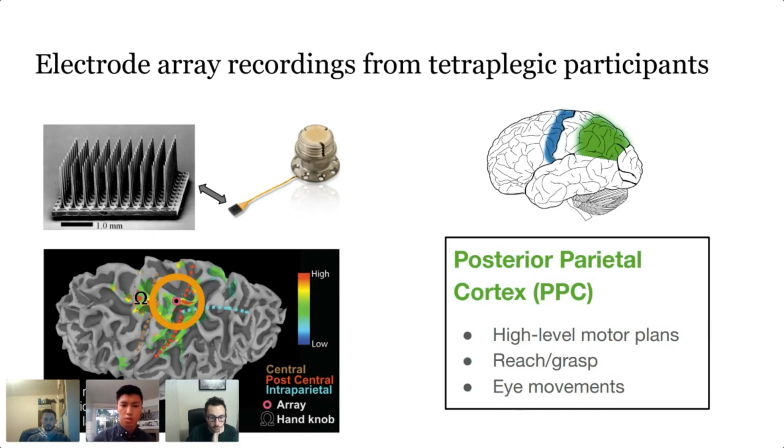We also work with another participant with implants in both PPC and primary motor cortex, which I've shaded in blue. I'll focus specifically on results from participant 1 because we have a little more data in this talk, but I'm happy to answer questions about both participants as well. And I've focused specifically on PPC results as less is known about individual finger movements in this brain area.